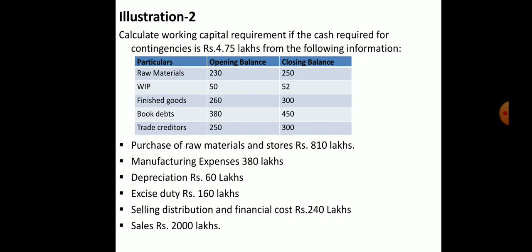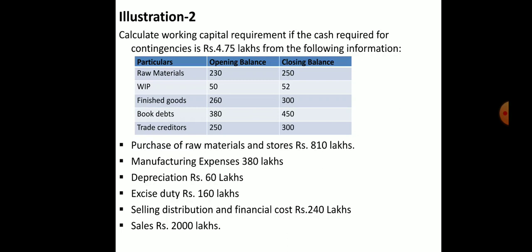Calculate working capital requirement if the cash required for contingency is rupees 4.75 lakhs, from the following information. From this we have to calculate the working capital requirement, meaning how much cost you need. For that we have to calculate the operating cycle, meaning how many days it will take, and also the working capital requirement.